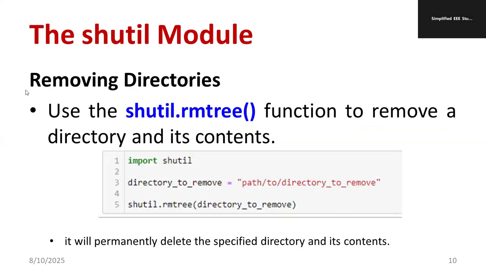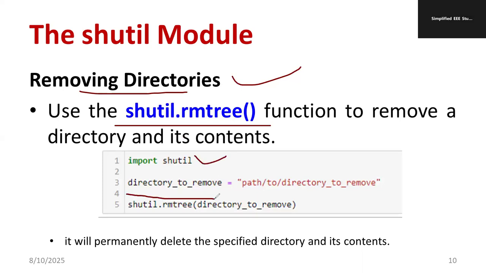So next, removing the directory. How to remove the directory? Okay, to remove the directory, I want to use the function called shutil.rmtree. Okay, by using shutil.rmtree, direct removal of the directory is possible. First and foremost, you have to import the shutil module by default. Second, mention the name of the directory which has to be removed. Later, you need to apply the function shutil.rmtree.